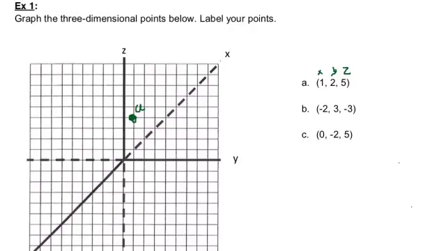Again, for x, we went 1. For y, we went positive 2, or right 2. And then z told us to go up 5. So that's the path we took to get to the point A.